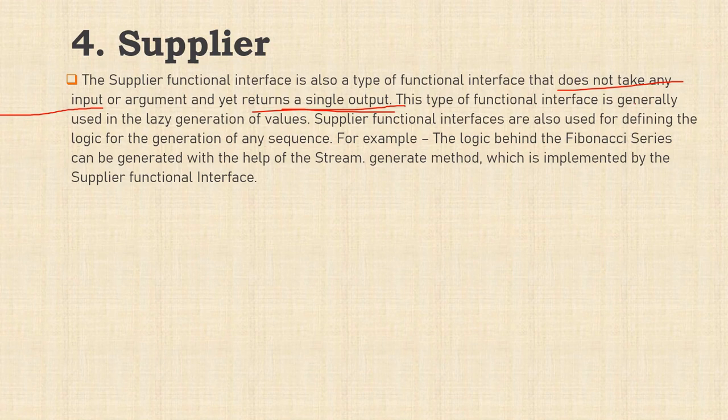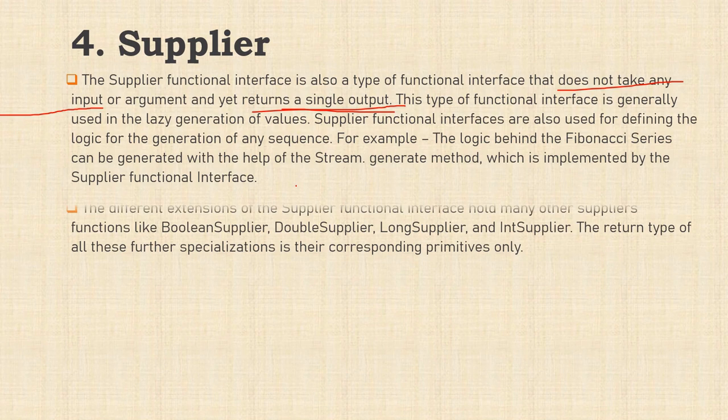This type of functional interface is generally used in lazy generation of values. Supplier functional interfaces are also used for defining the logic of the generation of any sequence, like for Fibonacci series. There are also extensions of the supplier functional interface, like BooleanSupplier, DoubleSupplier, LongSupplier, and IntSupplier, same as previous.